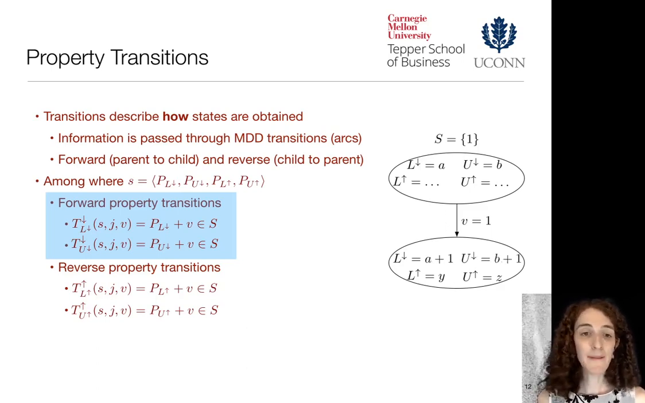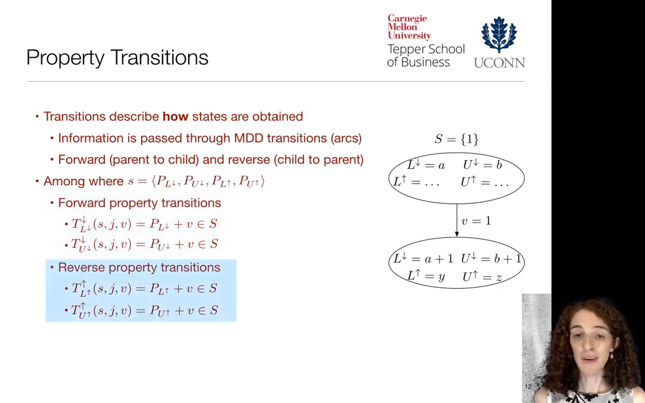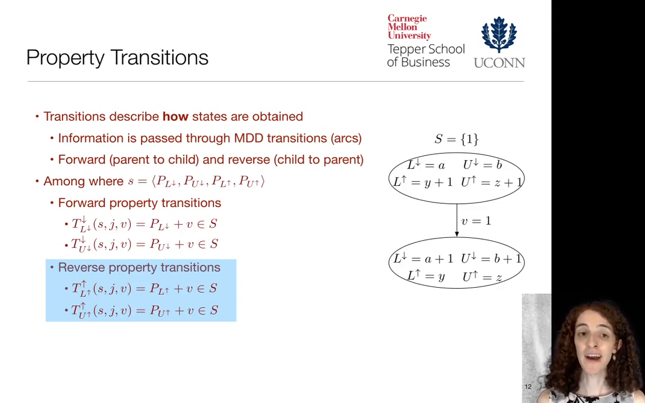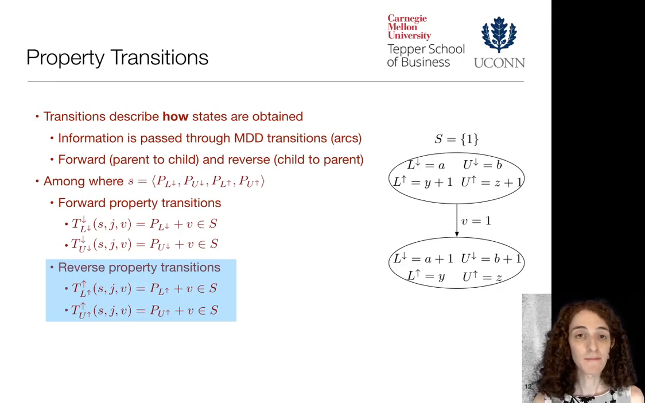And the same thing just happens in reverse for the L up and U up. The child's L up and U up are passed upwards to the parent node, and the parent node can update their values to Y plus 1 and Z plus 1 in this example. Notice that we don't have forward and reverse transitions defined for every individual property. We only have them when necessary.